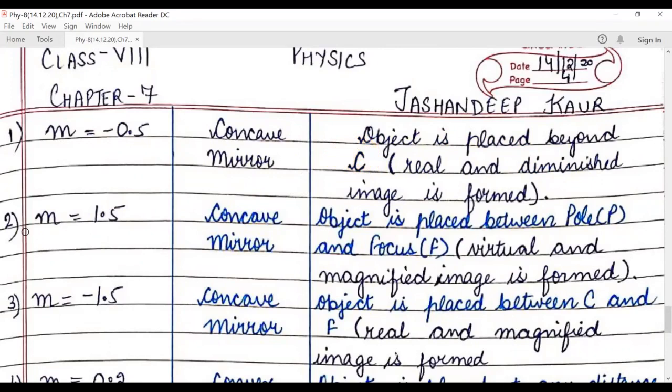Coming to the second question, magnification is 1.5. Positive number means a virtual and upright image is formed. 1.5 is greater than 1, so that means a magnified image is formed. Virtual, erect, and magnified. It happens only in a concave mirror. Students, in both convex and plane mirrors, you cannot form a magnified image. So for formation of a magnified image, we have a concave mirror. So the object here can be placed between pole and focus. This was the last case which we drew in the category of concave mirror.